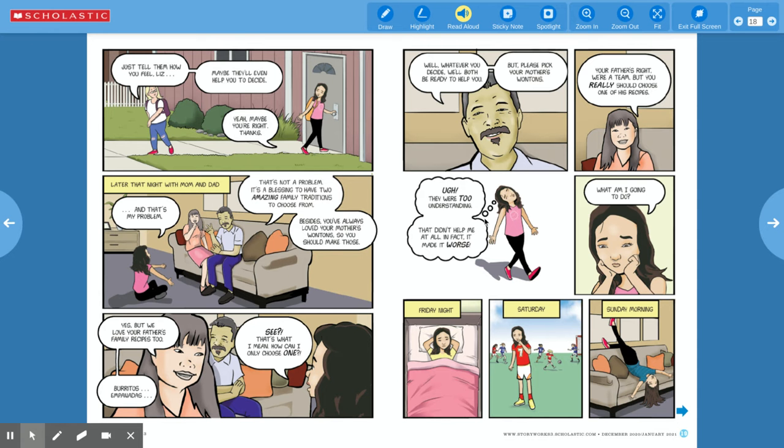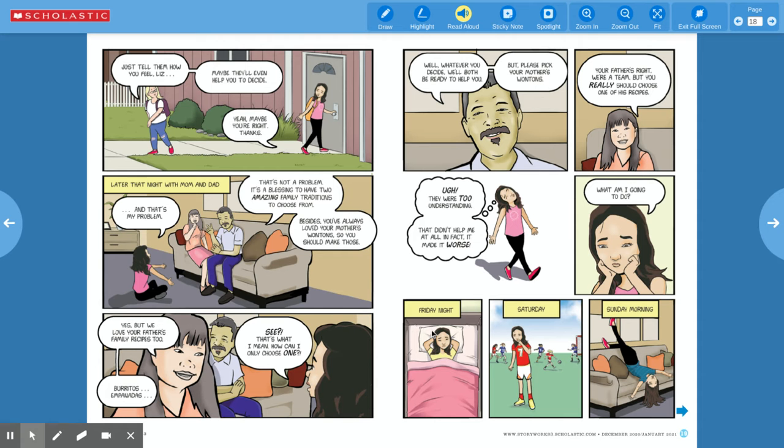Okay, so Liz says, "They were too understanding. That didn't help me at all. In fact, it made it worse. What am I going to do?" So she is really stressing about this decision. Look at her face. She's frustrated. She's worried.